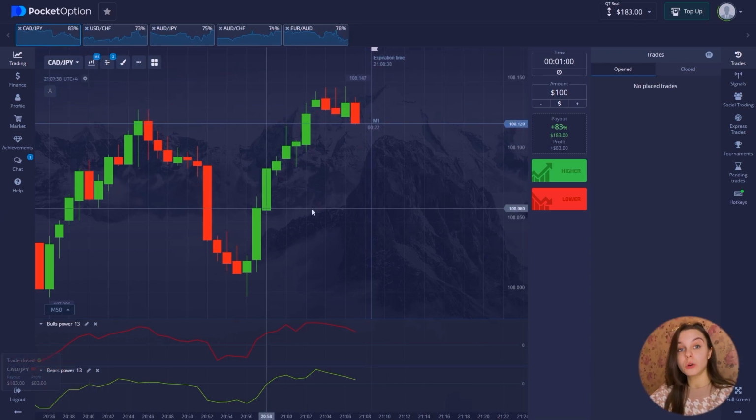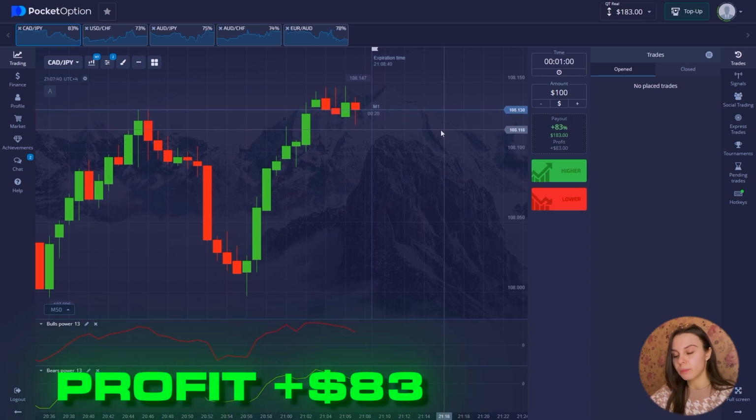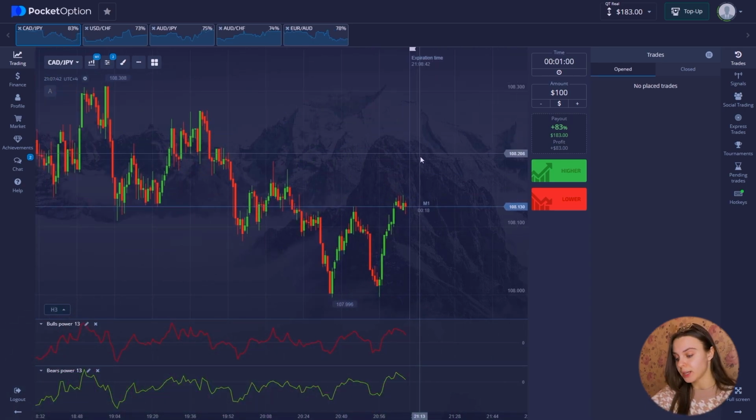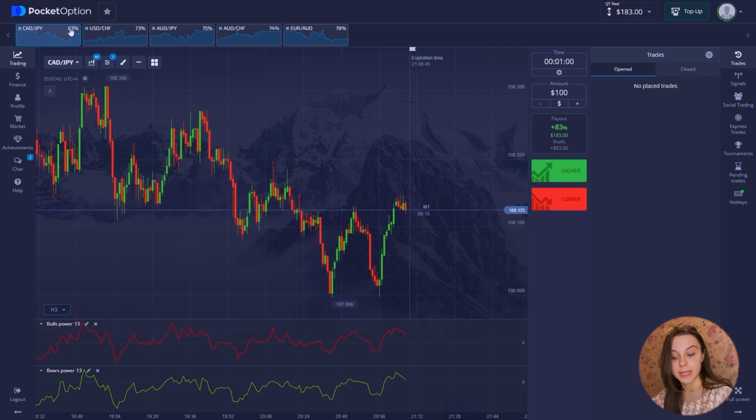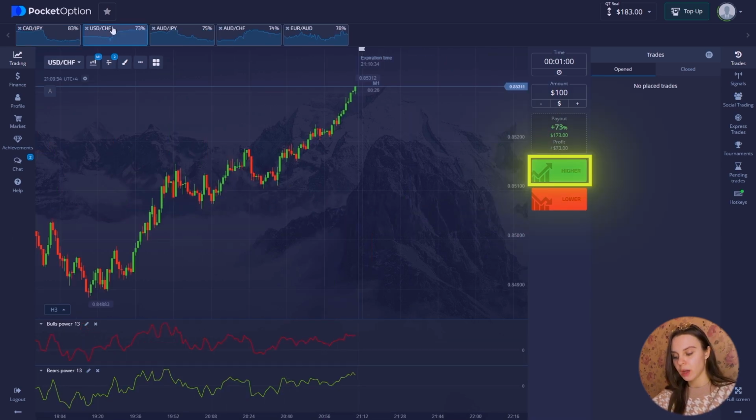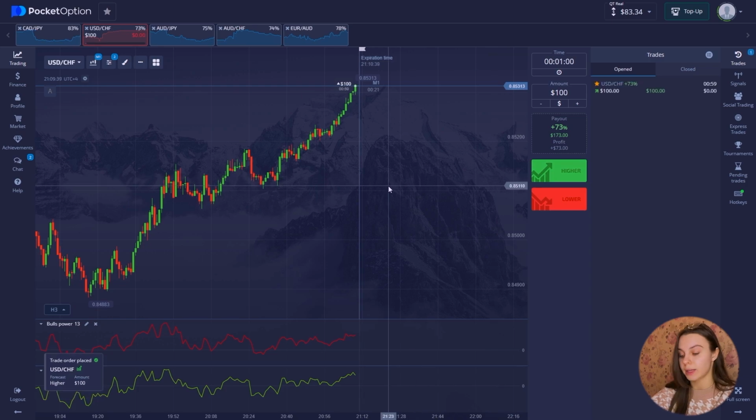Our transaction is closed in a plus, and our profit amount is $83, exactly from the amount of our placed transaction. We leave the transaction amount the same and just move on to the next currency pair. Let's open an upward trade here and check the technical analysis.